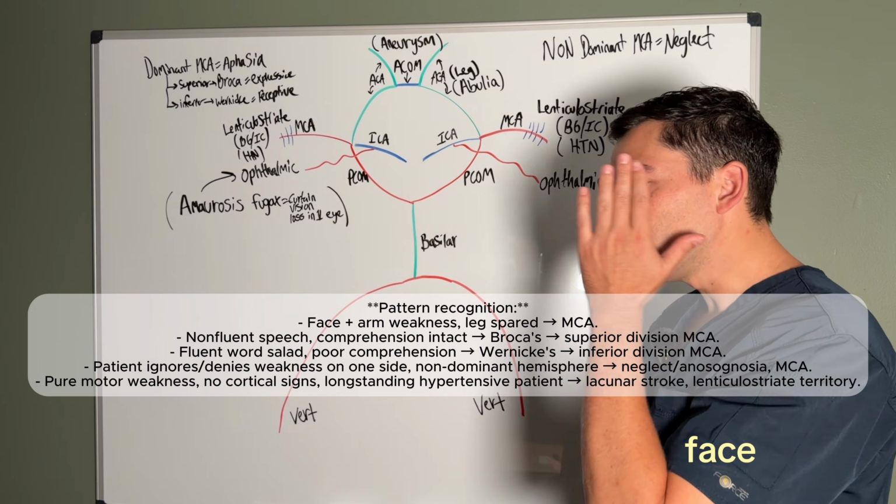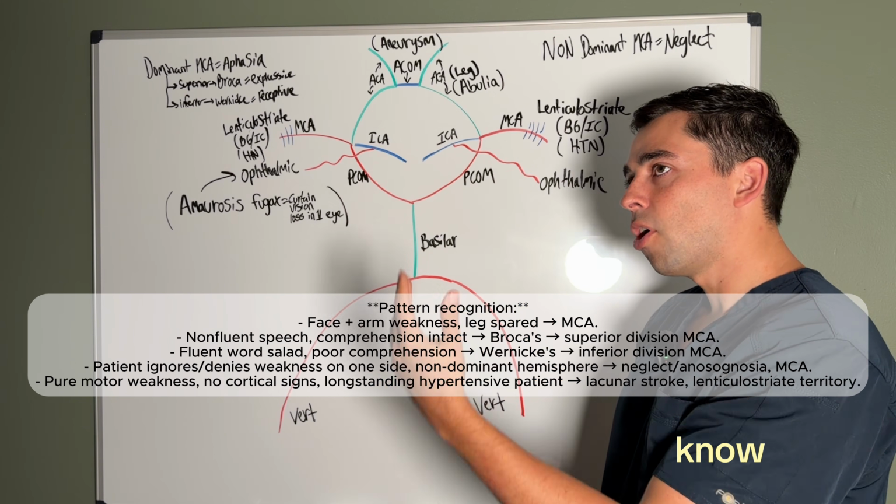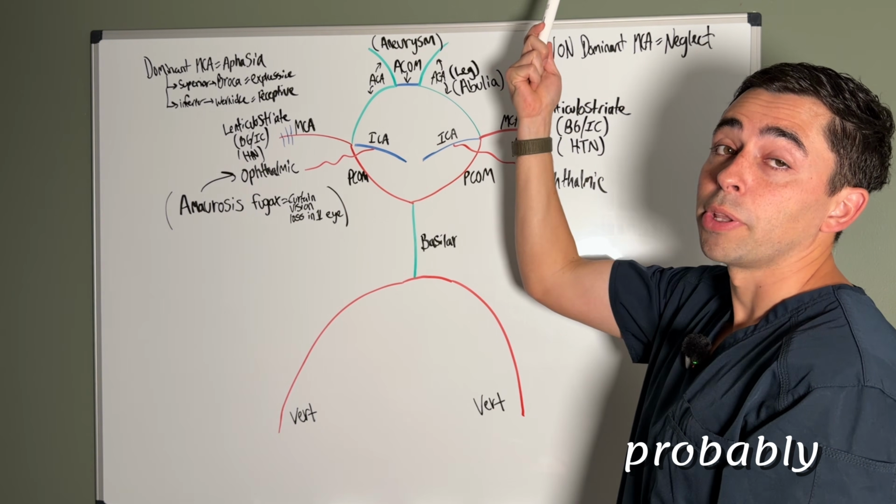Patient comes in, face, arm weakness. You should ask them whose hand it is. They say they don't know. Think MCA, think non-dominant parietal infarct, probably right MCA.